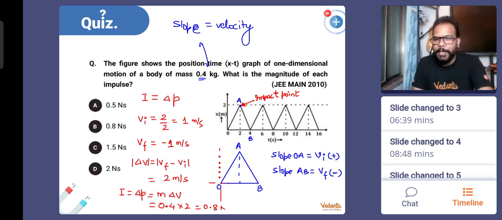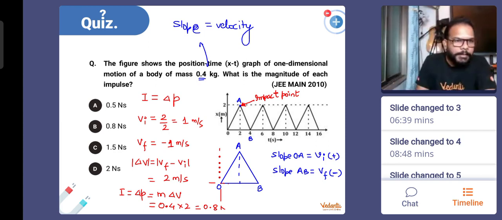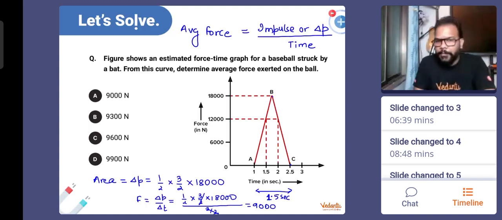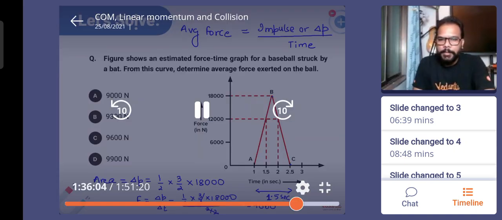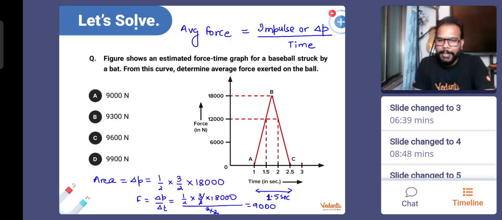Sir, in an x-t graph, velocity comes from the slope, right? Yes, absolutely, Aman. Sir, the question of the graph, we got 9000 as the answer, what about that, Shweta? Sir, slope is velocity. Yes, absolutely, Aman. Can you please explain that? This one, we found the area of this graph. Shweta, did you understand the finding area part of it? Shweta, triangle, you understand the area? After that, I only divided it by the total time. That is 1.5. We got the answer as 9,000.